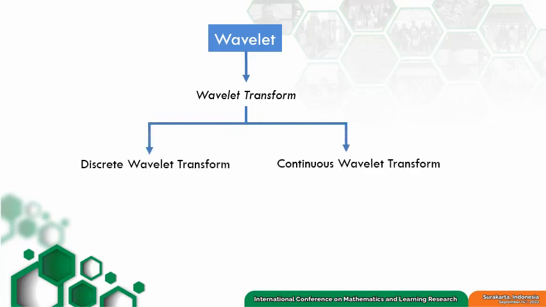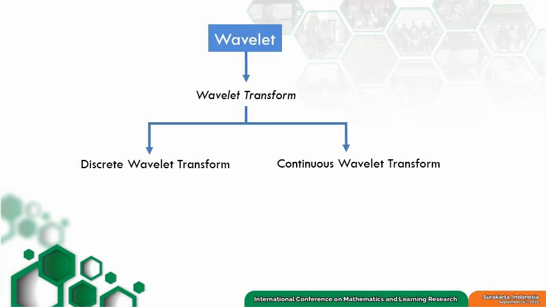There are two types of wavelet transform, continuous and discrete. The difference between these two types is that the continuous wavelet transform uses every possible wavelet over a range of scale and location. It is an infinite number of scale and location.